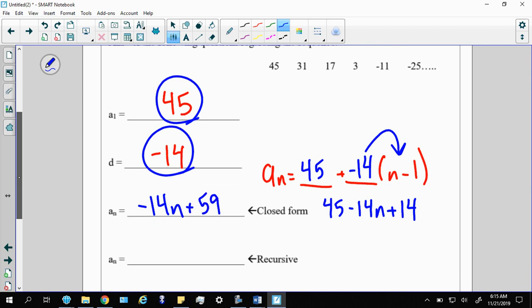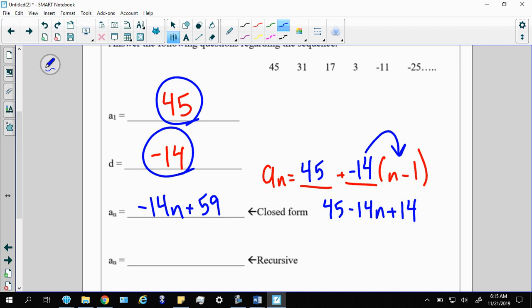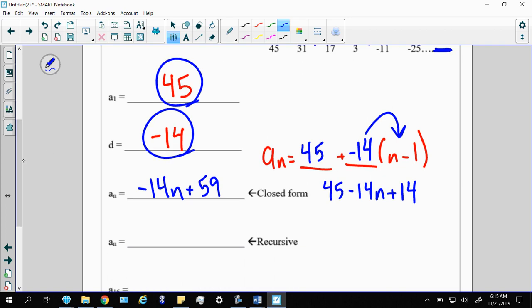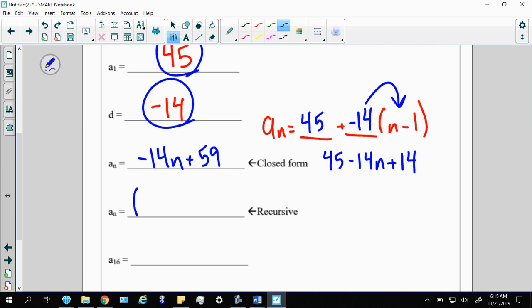Now, the recursive formula means, what am I doing again and again? Going back to the sequence, starting at 45, I'm subtracting 14, subtracting 14, constantly subtracting 14. So in order to get to the next number after negative 25, I would have to subtract 14. You always subtract 14 from the previous number: A of n minus 1, minus 14.